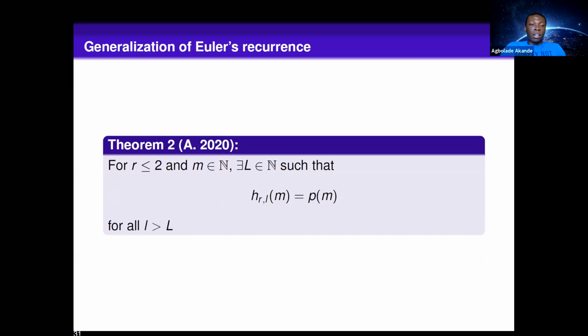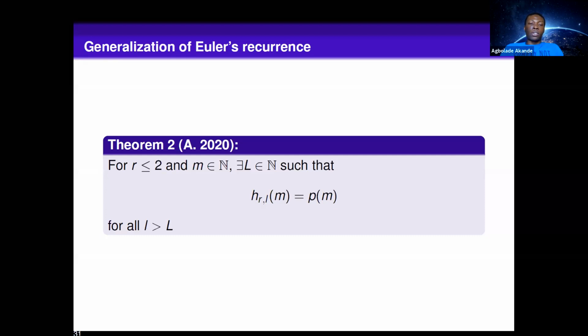If R is less than 2 and N is a natural number, there exists, I'm going to call this big L, in the natural numbers such that a sub I L is equal to P of M for all L less than or equal to big L. So it doesn't even depend on the set that we talked about before. This is just for any natural number M.